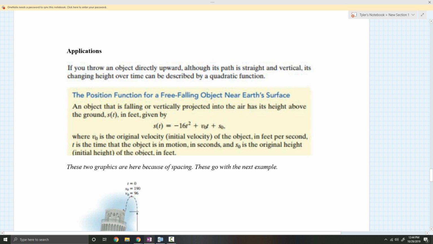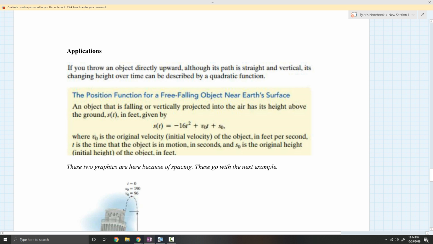Hi, class. So from what I remember, we got through all of section 3.6 except for the very end, doing some applications. So I want to spend a few moments here just going over that with you so that way we can finish out the notes for section 3.6.